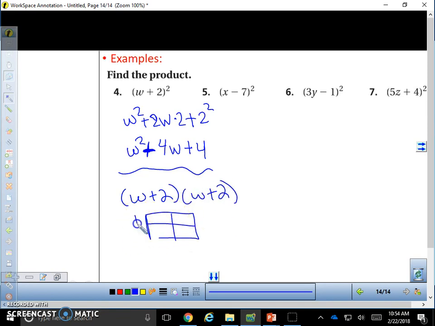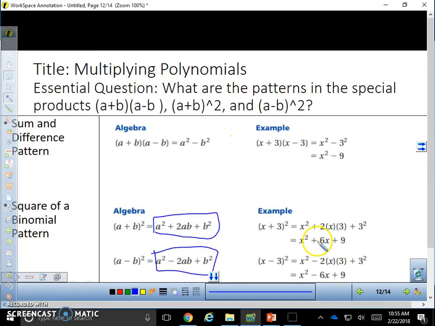or FOIL, w2, w2, w squared, 2w, w, 2w, 4. Combined, w squared plus 4w plus 4. Same thing. Not bad, right? All right, when it says minus in between them now, we're going to look at this minus one. We'll go back, and we're going to change this sign right here to subtraction. Okay.